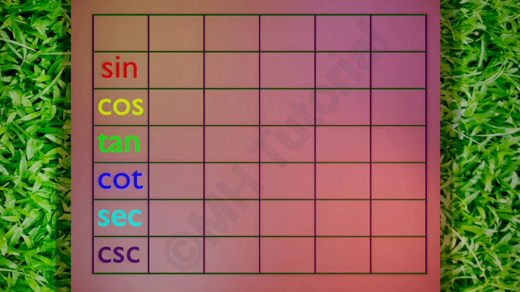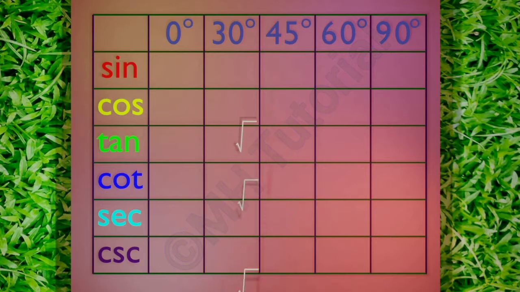Thereafter, start filling the first row, starting from the second box, with 0 degree, 30 degree, 45 degree, 60 degree, and 90 degree, one by one. You need not memorize them, because values of angles here are in ascending order, and multiples of 15, with 15 and 75 being absentees. Okay, looks good. Now, fill the empty boxes in the second row with a square root sign. And then put a dashed line inside each of the square root symbols.